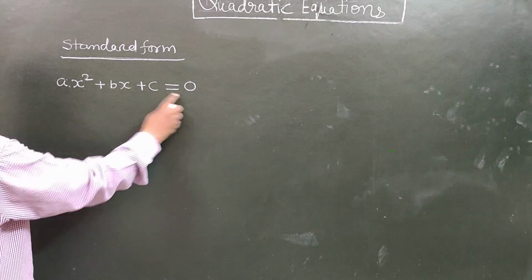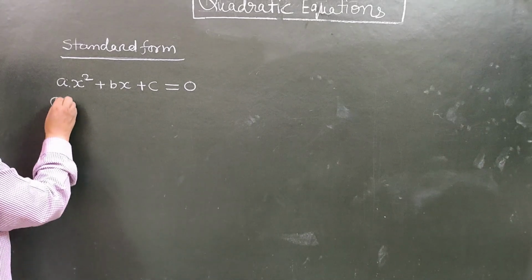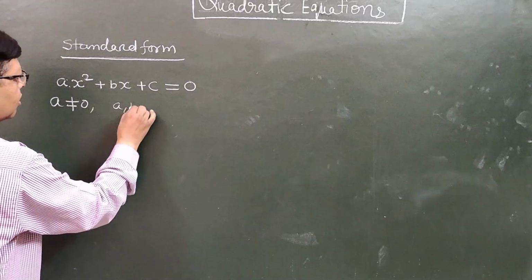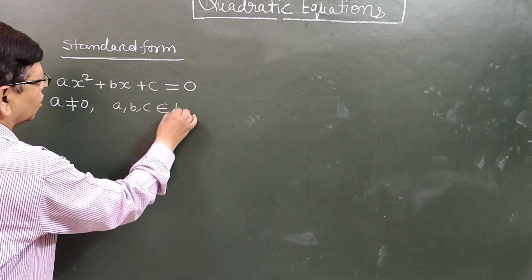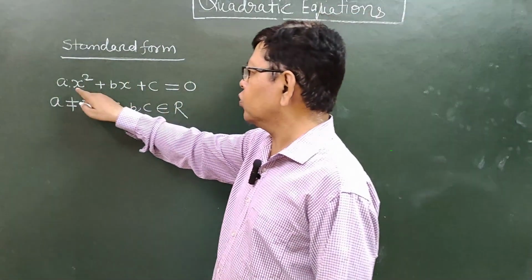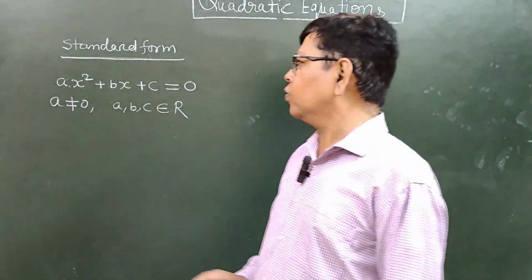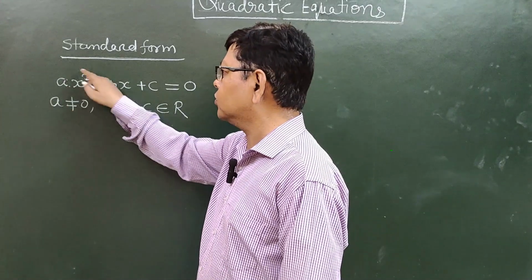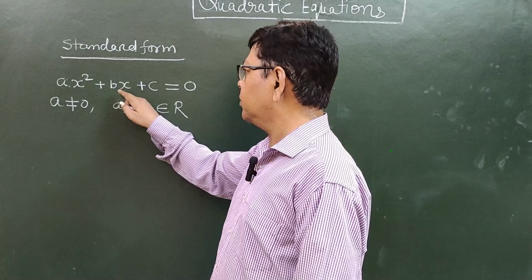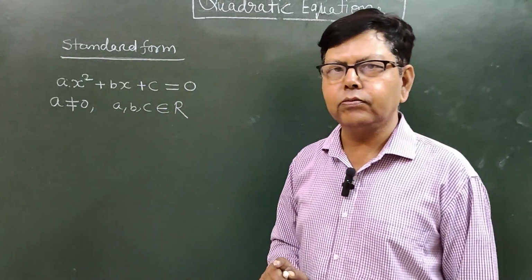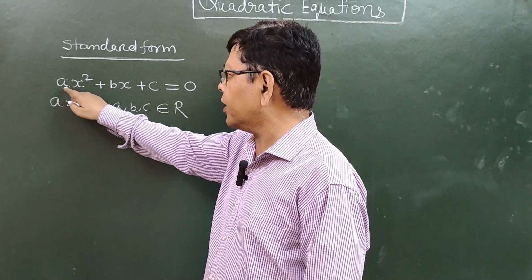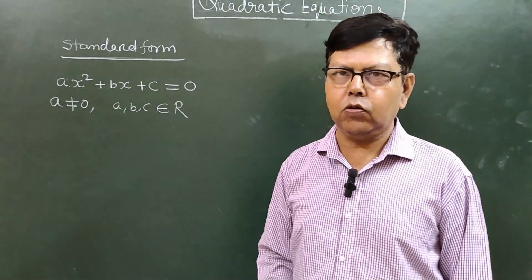In this equation, a is not equal to 0 and a, b, c belong to real numbers. If a is equal to 0, then it is no more a quadratic equation because the term of x square is no more there. Its coefficient is 0 and then it becomes a linear or constant value. So the coefficient of x square should not be equal to 0.